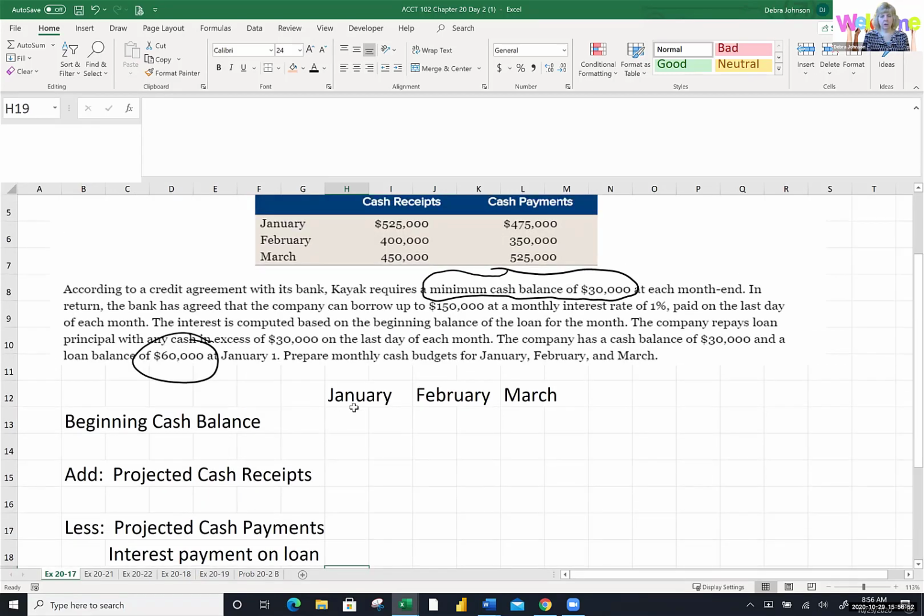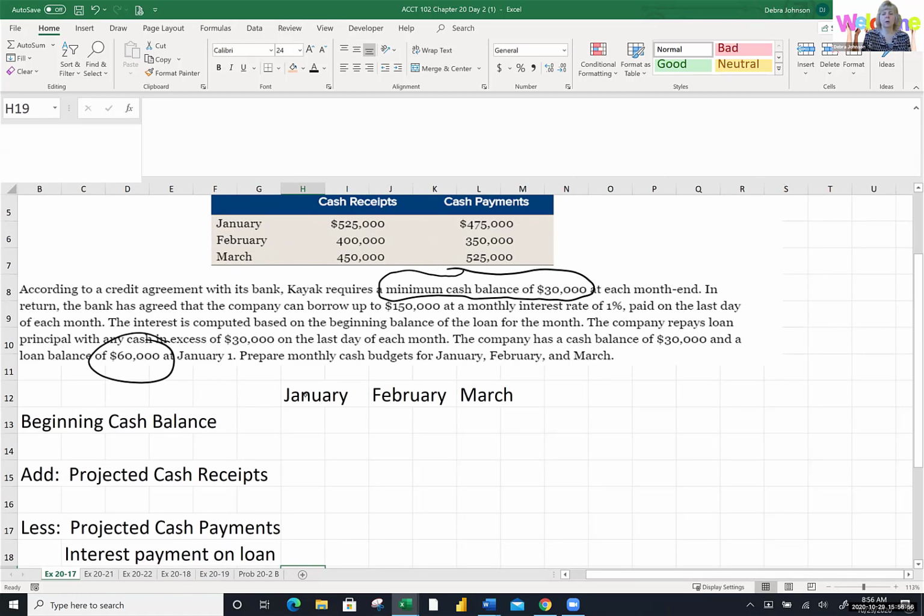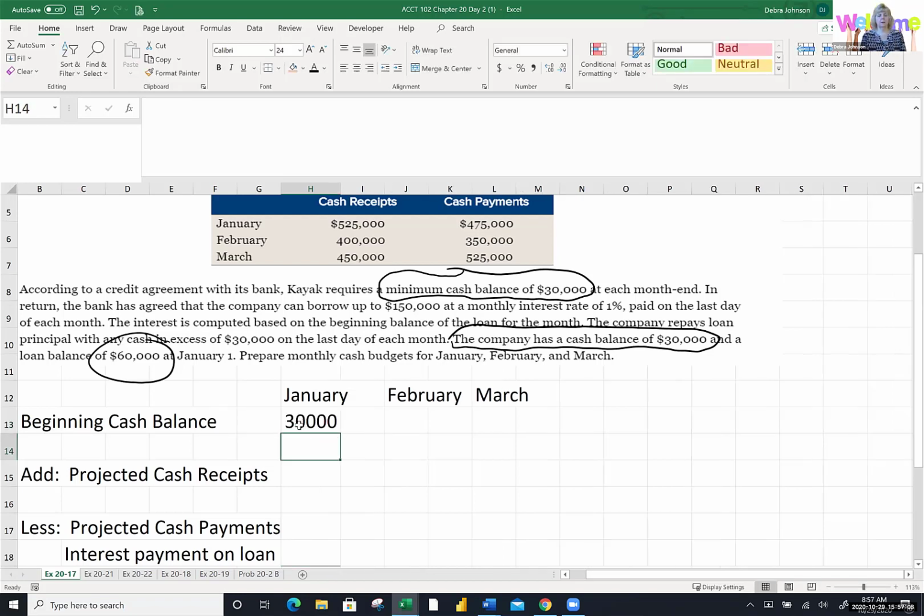My starting cash balance was $30,000. It comes from right here. The company has a cash balance of $30,000. So that's going to be my starting point. That was January 1st, so I'll put that in.